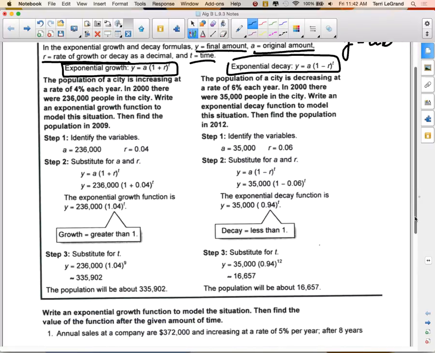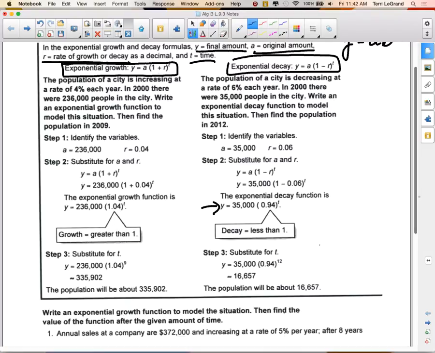Okay, well now notice in the other one, the population of the city is decreasing at a rate of 6% each year. What did they do in that one that's different? If it says decay, so it's going down, you have to subtract. So what ended up being 1 minus r in this problem? 1 minus 0.06. Okay, and so what is 1 minus 0.06? 0.94, okay? And notice that's right here, isn't it?